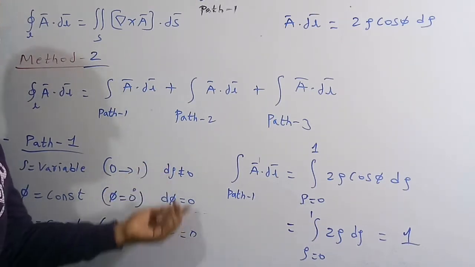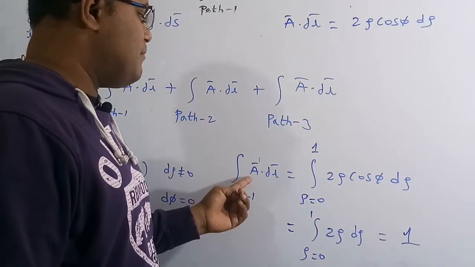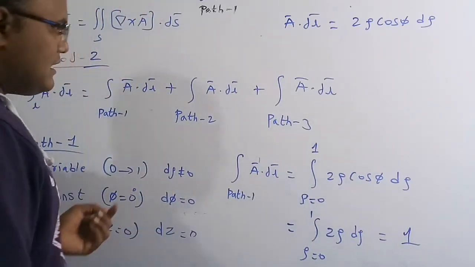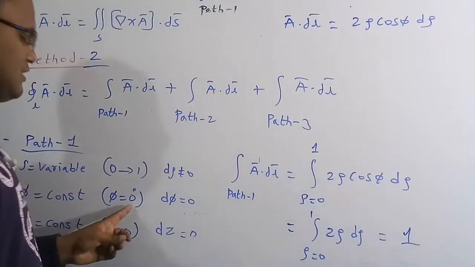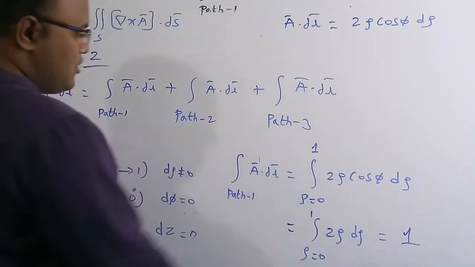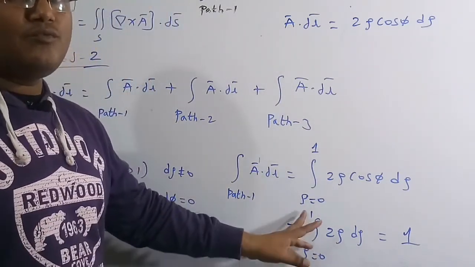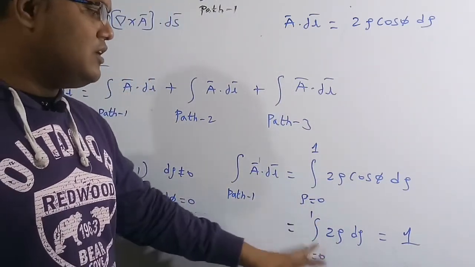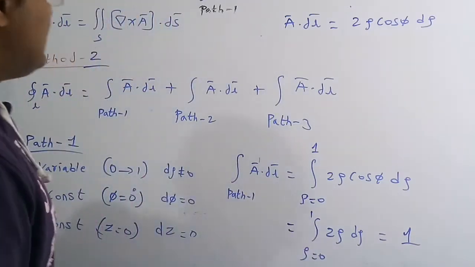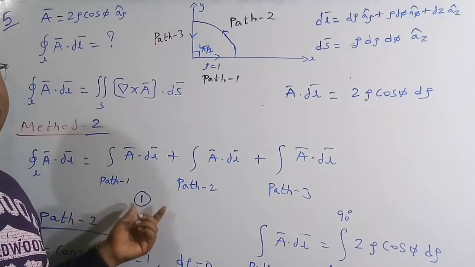Now all these constants you have to substitute in this integral. So the integral for path 1, a bar dot dl bar, is nothing but 2 rho cos phi d rho. Phi is already 0, so cos phi is 1, giving 2 rho d rho. Here d rho is not equal to 0, so now you go for the limits. Rho is from 0 to 1, because rho is changing from 0 to 1. If you solve this integral, we get the answer 1. So for path 1, the integral value is 1.